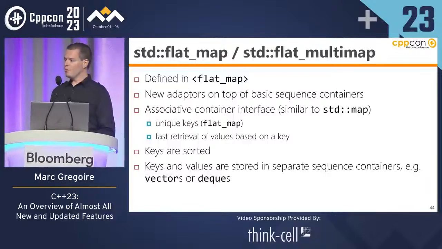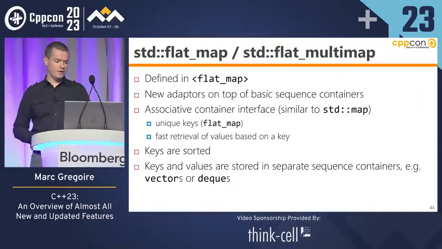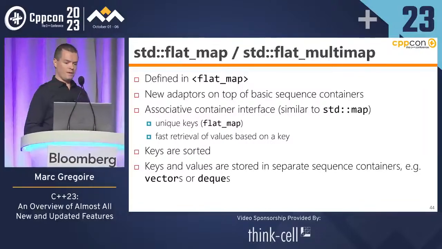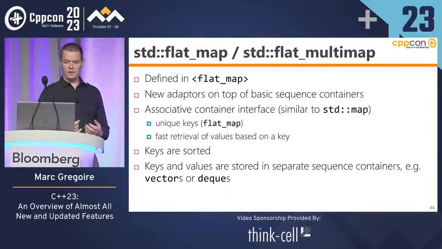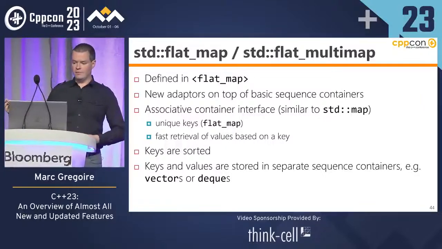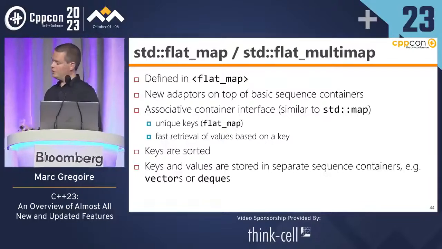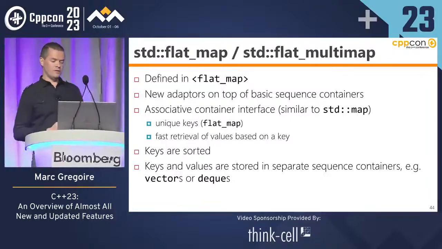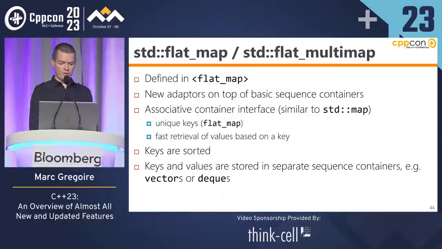C++23 introduces a couple of new containers: flat map, flat multimap, also flat set and flat multiset. What are they? They are all adapters on top of other basic sequence containers. So flat map is very similar to std map. It provides you an associative interface, so you have keys and values. Everything is sorted on the key, and you have very fast retrieval of a value based on a given key.